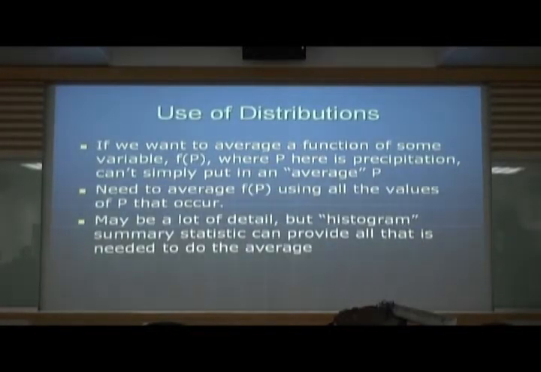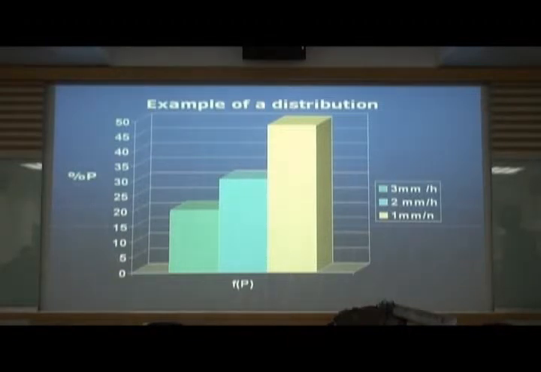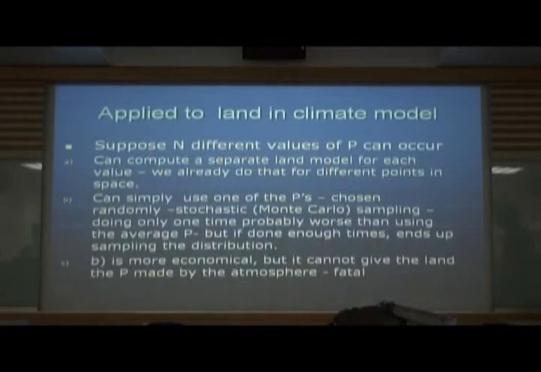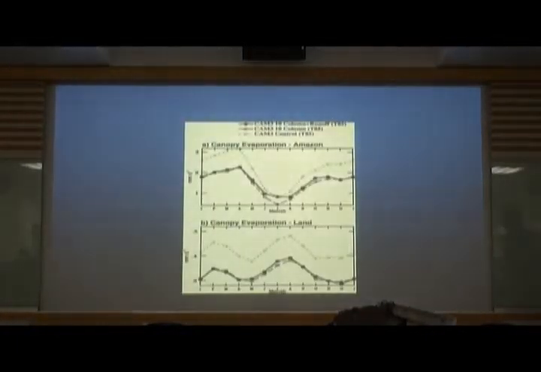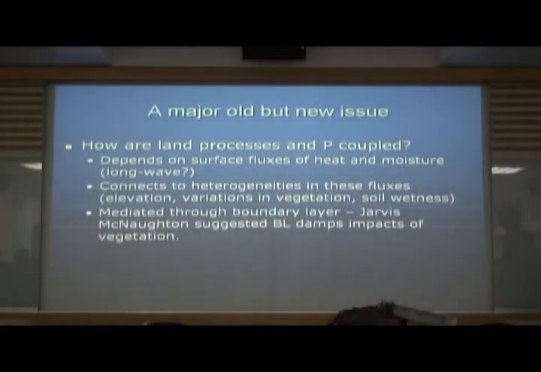We use distributions, for example an example distribution of precipitation, 3 millimeter, 2 millimeter, 1 millimeter, and you can say that's a function then of precipitation. We apply this to the land model. I'll skip all this.